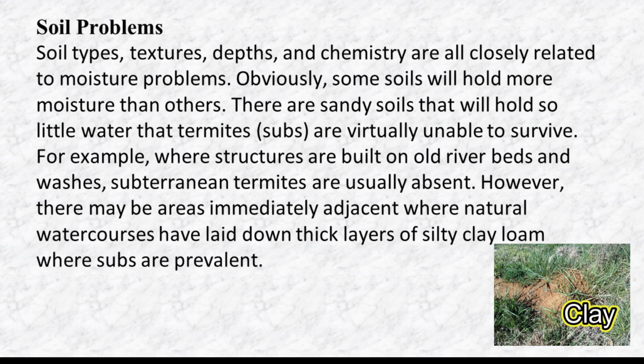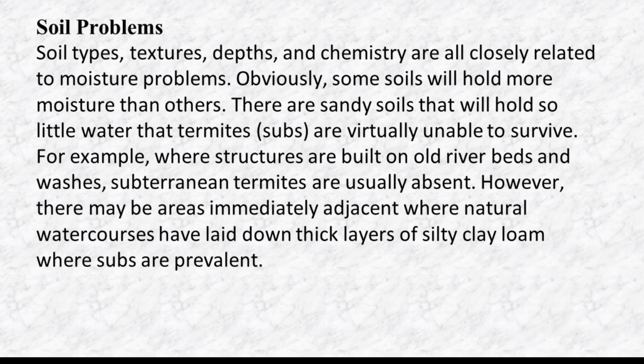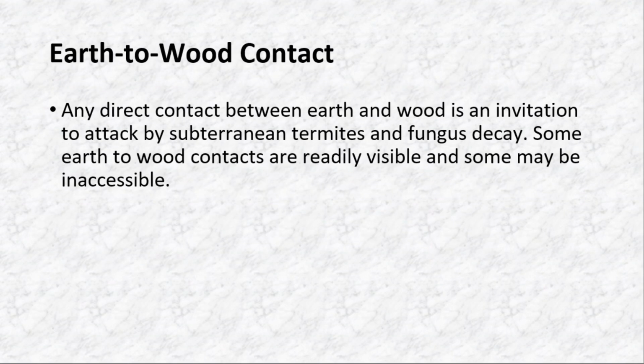Soil problems. Soil types, textures, depths, and chemistry are all closely related to moisture problems. Obviously, some soils will hold more moisture than others. There are sandy soils that will hold so little water that termites, subs, are virtually unable to survive. For example, where structures are built on old riverbeds and washes, subterranean termites are usually absent. However, there may be areas immediately adjacent where natural watercourses have laid down thick layers of silty clay loam where subs are prevalent.